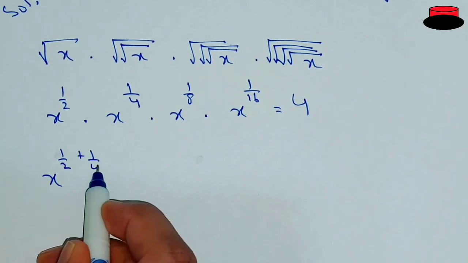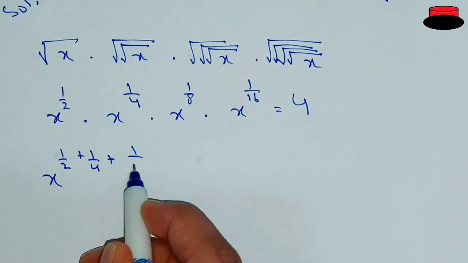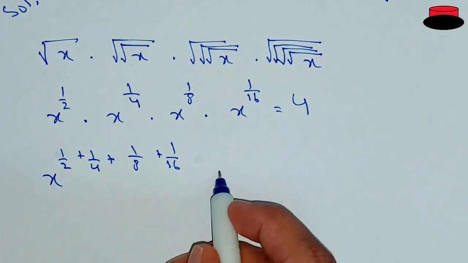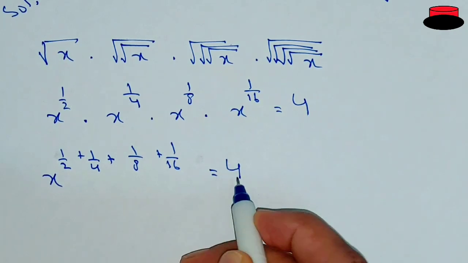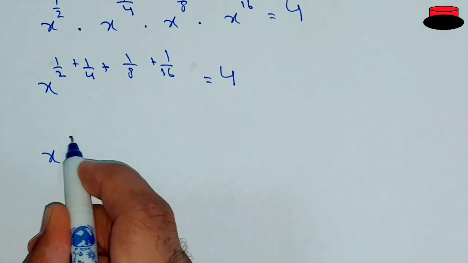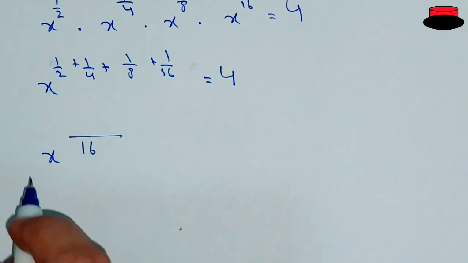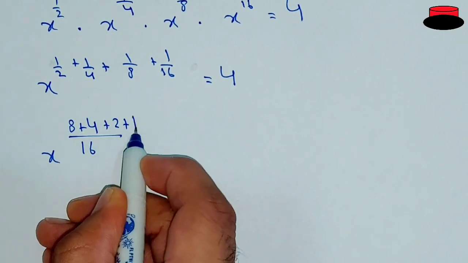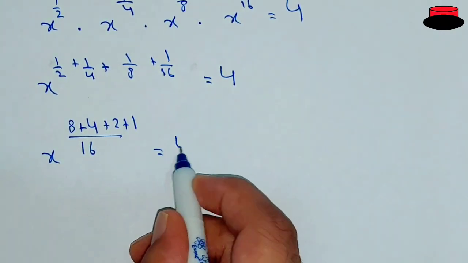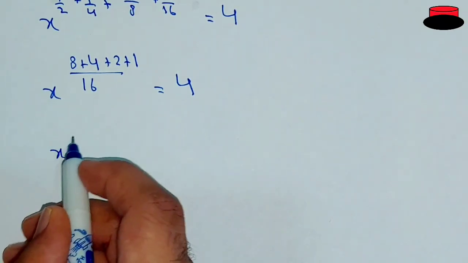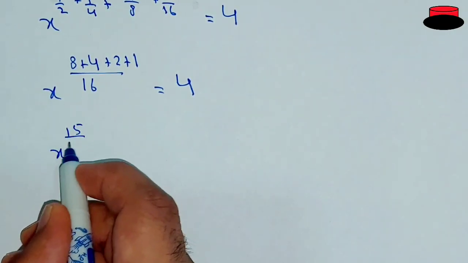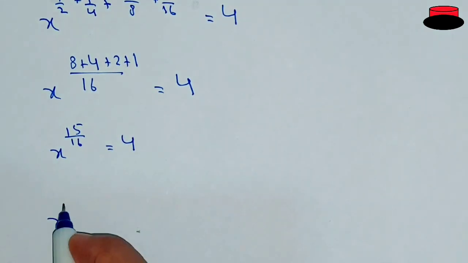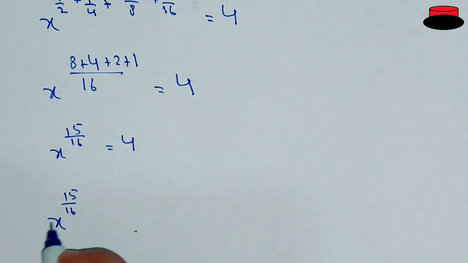Since we know that when the bases are same, the powers are added, so we will add all of these powers, x power 1 over 2 plus 1 over 4 plus 1 over 8 plus 1 over 16 equal to 4. So finding the LCM, the LCM will be 16. So 16 divided by 2, that will be 8, plus 16 divided by 4, that will be 4, plus 16 divided by 8, that will be 2, plus 16 by 16, that will be 1. So it will be x power 15 over 16 equal to 4.